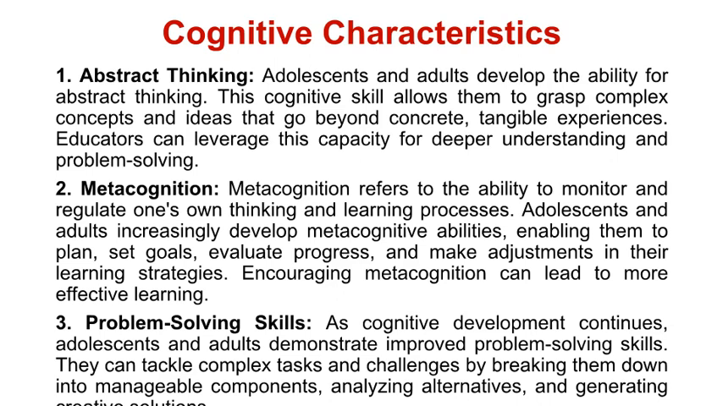2. Metacognition. Metacognition refers to the ability to monitor and regulate one's own thinking and learning processes. Adolescents and adults increasingly develop metacognitive abilities, enabling them to plan, set goals, evaluate progress, and make adjustments in their learning strategies. Encouraging metacognition can lead to more effective learning. 3. Problem-solving skills. As cognitive development continues, adolescents and adults demonstrate improved problem-solving skills. They can tackle complex tasks and challenges by breaking them down into manageable components, analyzing alternatives, and generating creative solutions.